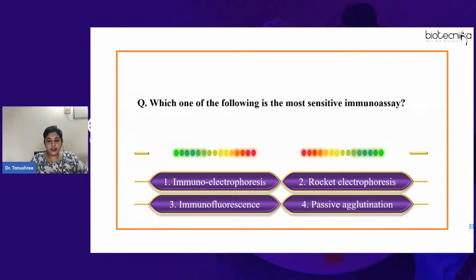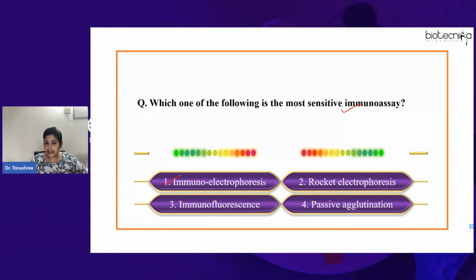So this is the first question which I have shared. The question is on your screen. Please go through it and tell me what could be the answer. So I request everyone to kindly solve, at least try. One thing is very much clear: to answer this question, you need to be familiar with the techniques, like what is immunoelectrophoresis, what is rocket electrophoresis, what is immunofluorescence, what is passive agglutination, right? So once you are familiar with these techniques, then you can answer this question.